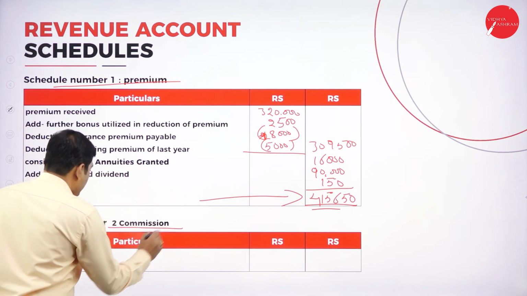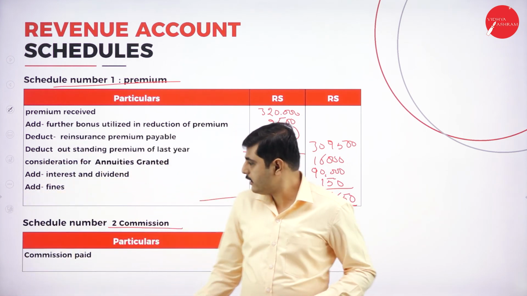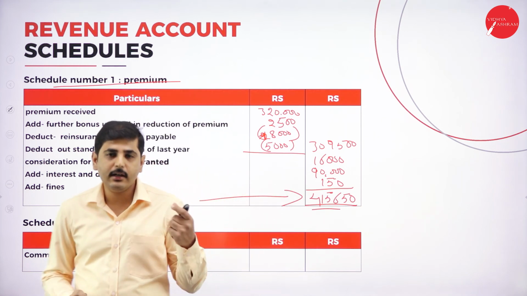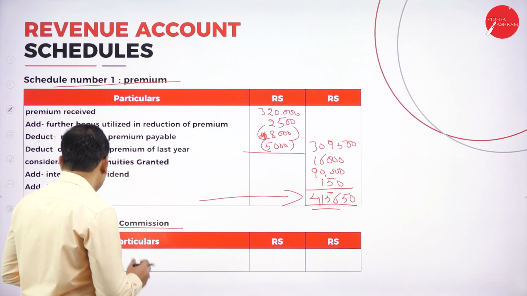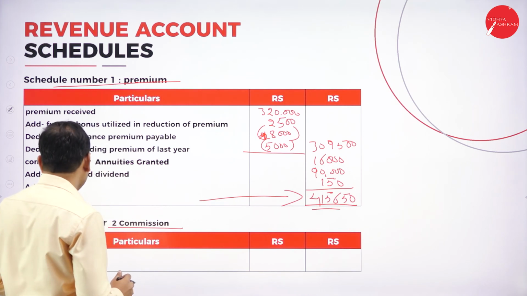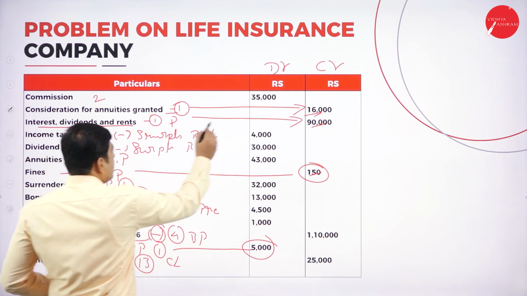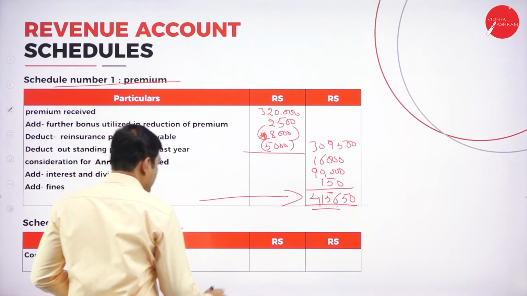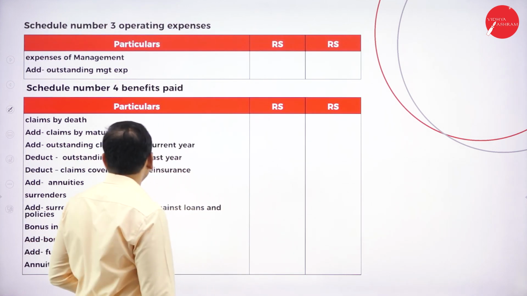Next one, second schedule is commission. What is commission paid? Only one item you will be having. Usually in all the problems you will be having one item. Let's look at the commission here. Commission paid is 35,000. We can directly go to the next schedule.